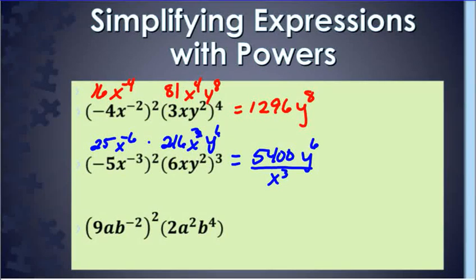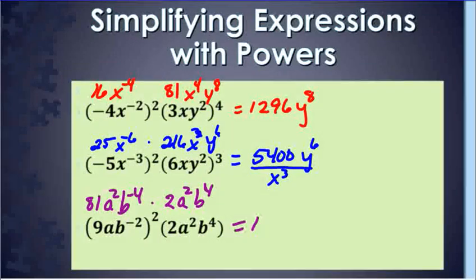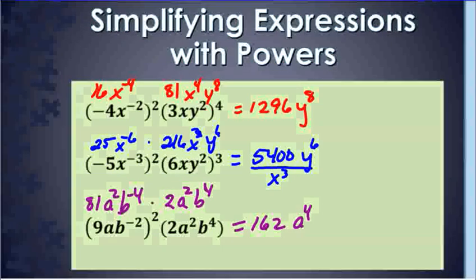And our last one here, 9 squared is 81. A squared, b to the negative 4th times 2a squared b to the 4th, because the exponent is 1, so it's just itself. So 81 times 2 gives us 162. A squared times a squared is a to the 4th. B to the negative 4th times b to the 4th cancels each other out. So that's just 1, so our answer is 162 a to the 4th. So that is another lesson on working with exponents.